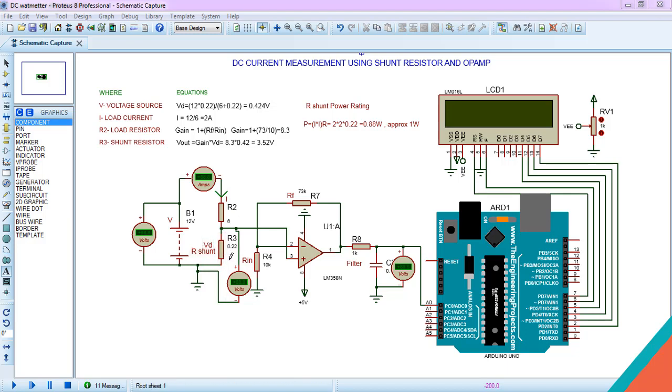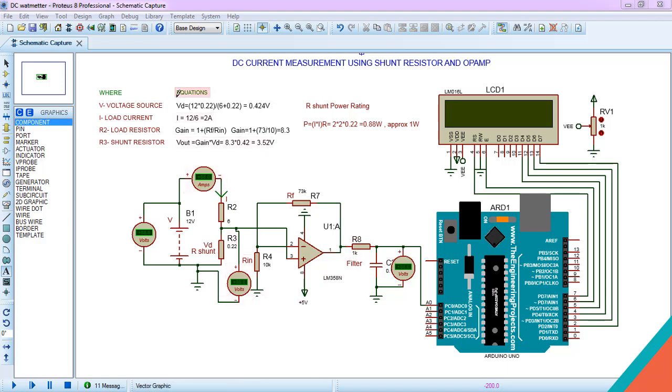The voltage drop across the R-shunt has to be very small so as to make sure when it gets amplified with the operational amplifier it doesn't exceed 5 volts. If it exceeds 5 volts, it will destroy the microcontroller. So make sure the voltage drop times the gain, the output of the operational amplifier, does not exceed 5 volts.